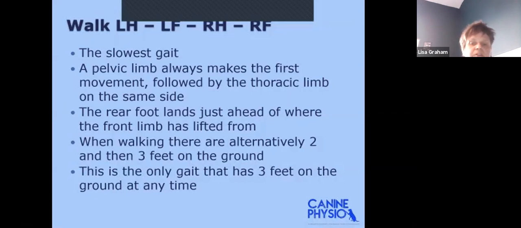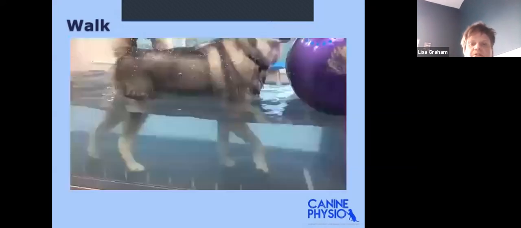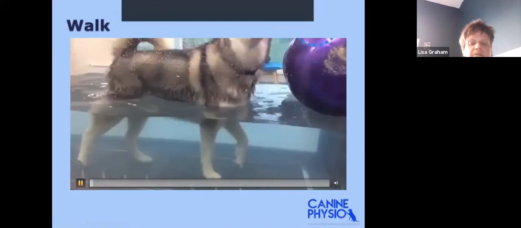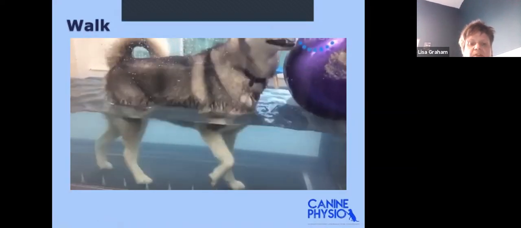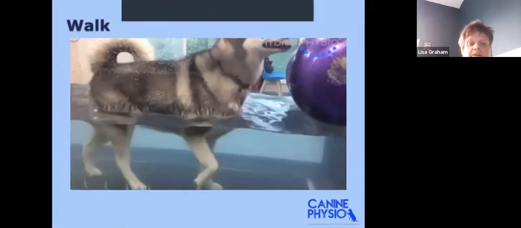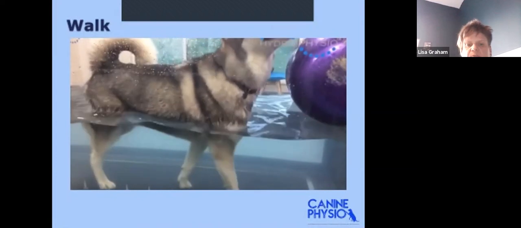And when walking, alternatively, you'll have 2 and then 3 feet on the ground, which is a good piece of information to take away because it makes it really clear whether or not you've got a walk or a pace. Because this is the only gait that's got 3 feet on the ground at any time. So we've got this chap here. He's going to do a bit of walking for us. And you can see we've got back leg, front leg, back leg, front leg, working from either the left or the right side, whichever way you're working from.